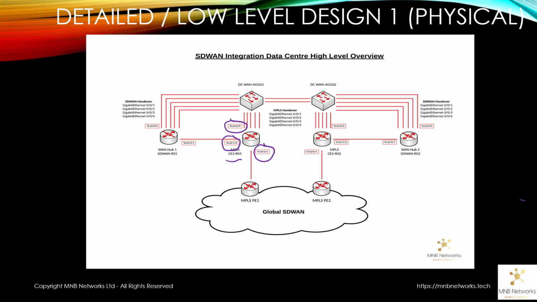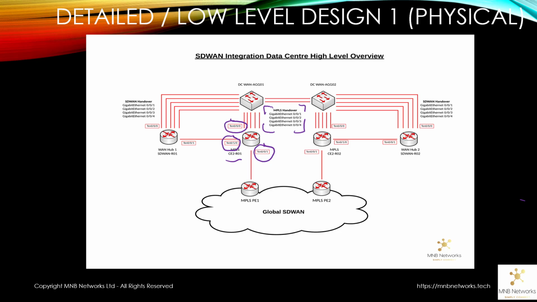Here, what we're talking about is 10 gig 0/0/0 is used for one of the interfaces, but if you look at the rest of the MPLS handover, they're all gigabit Ethernet. So we have 5 handover interfaces in total, but we have one going from 10 gig 0/0/0, and then we have 4 separate handoffs from the MPLS CE-R01 and MPLS CE-R02 or CE2-R02 routers from their gigabit Ethernet interfaces.